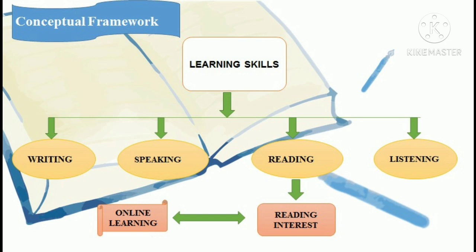The next material is the conceptual framework. The conceptual framework presents and explains the theory and why the research problem exists. From the figure above you can conclude that there are four learning skills, namely writing, speaking, reading, and listening. In this study, what is discussed is reading interest and its effect in online learning, because a person's interest in reading also depends on the medium and online engagement. So reading interest is currently lacking in addition to online learning.